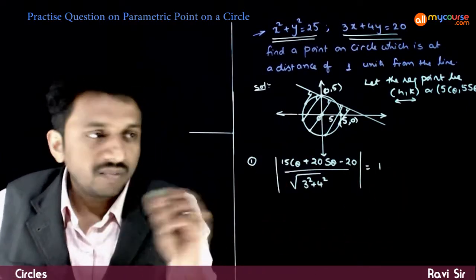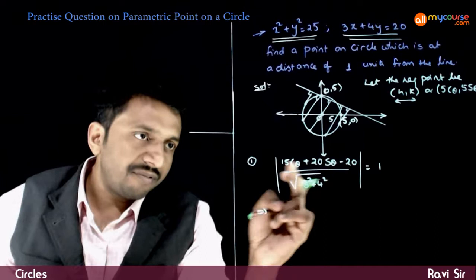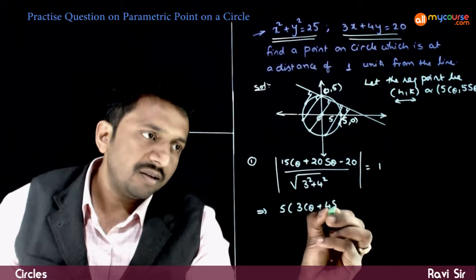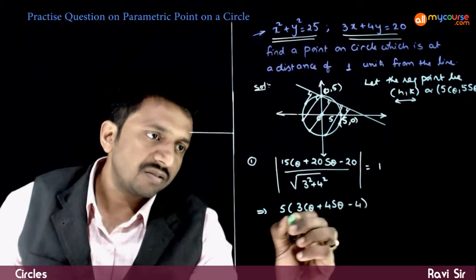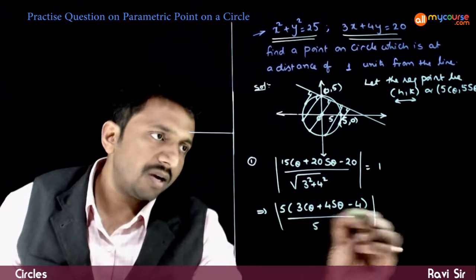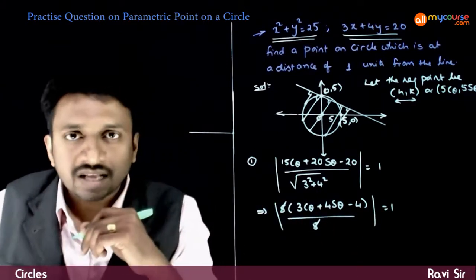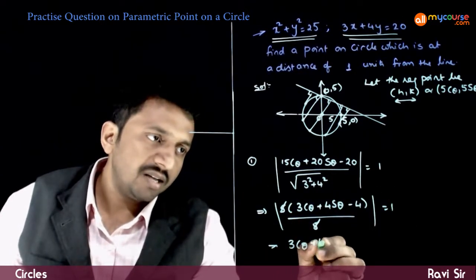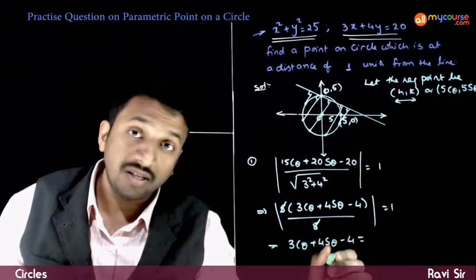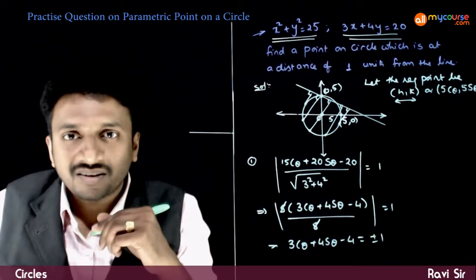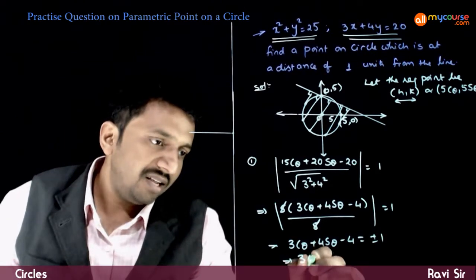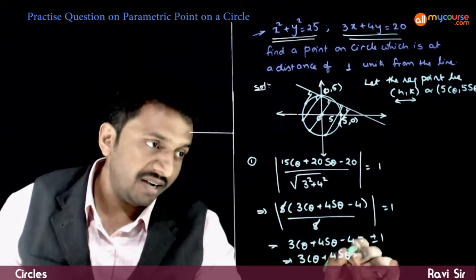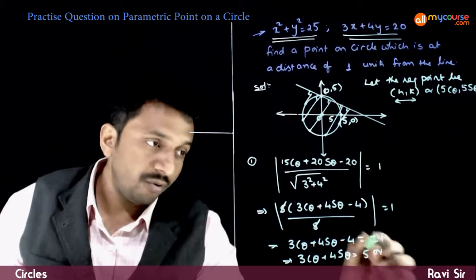This implies, if you take a 5 common from this, 5 times 3 cos theta plus 4 sin theta minus 4 by 5, mod, is equal to 1. This 5 and 5 gets cancelled. So mod of this is equal to 1. This implies 3 cos theta plus 4 sin theta minus 4 is equal to plus or minus 1. This implies 3 cos theta plus 4 sin theta is equal to, if you send 4 onto that side, 4 plus 1, 5, or 4 minus 1, which is 3.